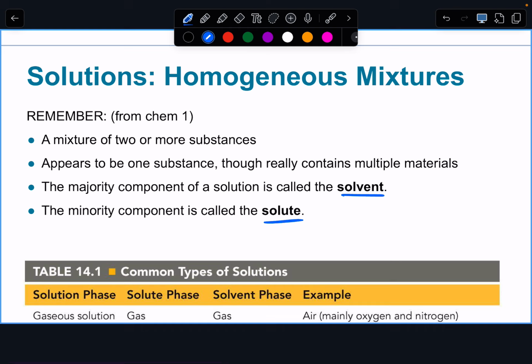Those are two terms that we didn't know the term solution yet when we talked about homogeneous mixtures, but that's what a homogeneous mixture is. It is a solution. We mix two things. They mix uniformly so that it looks like one substance.